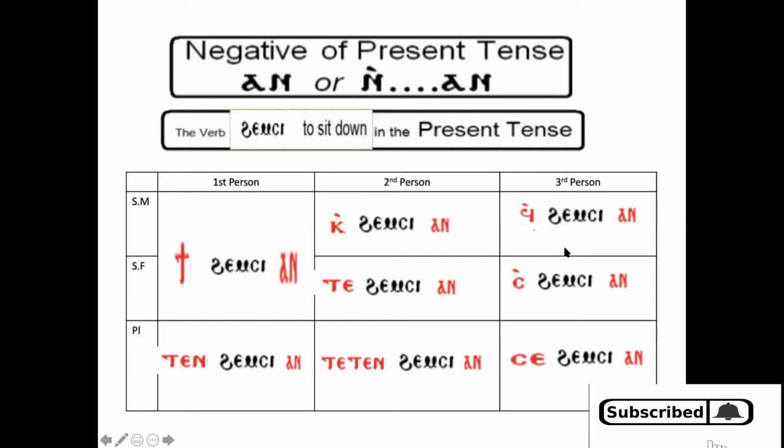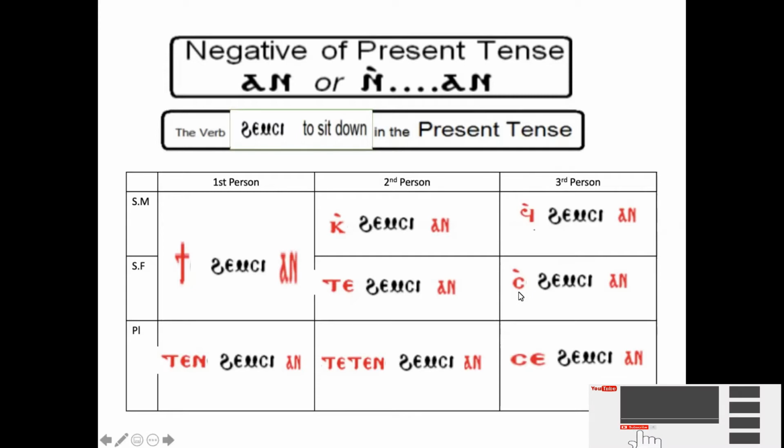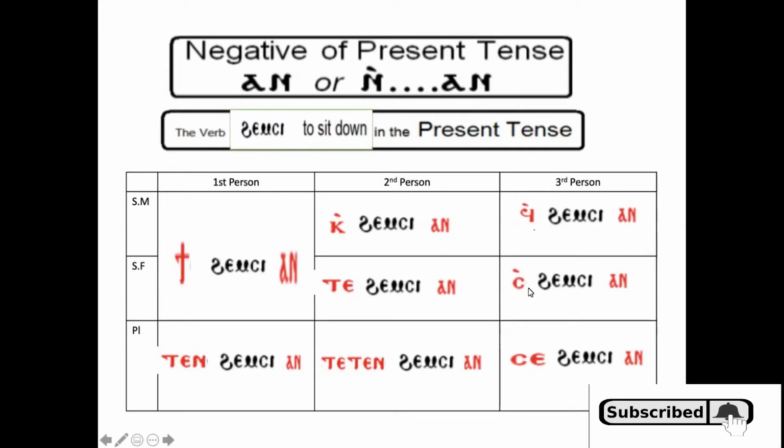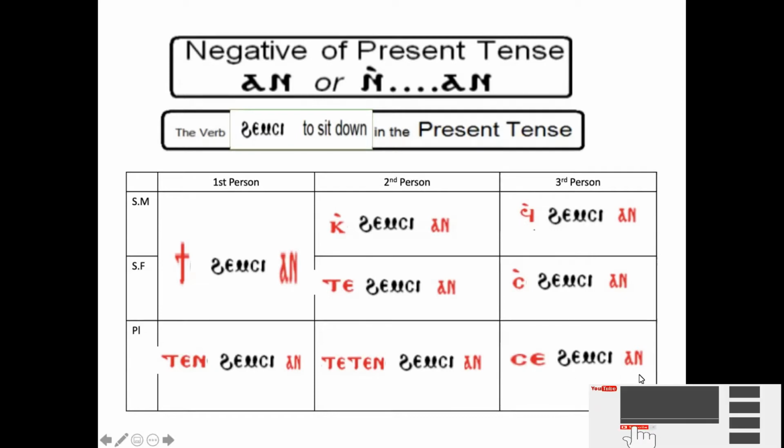If you're talking about someone singular masculine, like a boy, you're saying if himsi on. He doesn't sit down. Or if you want to say she does not sit down, you say es himsi on. If you want to say they do not sit down, you say se himsi on.